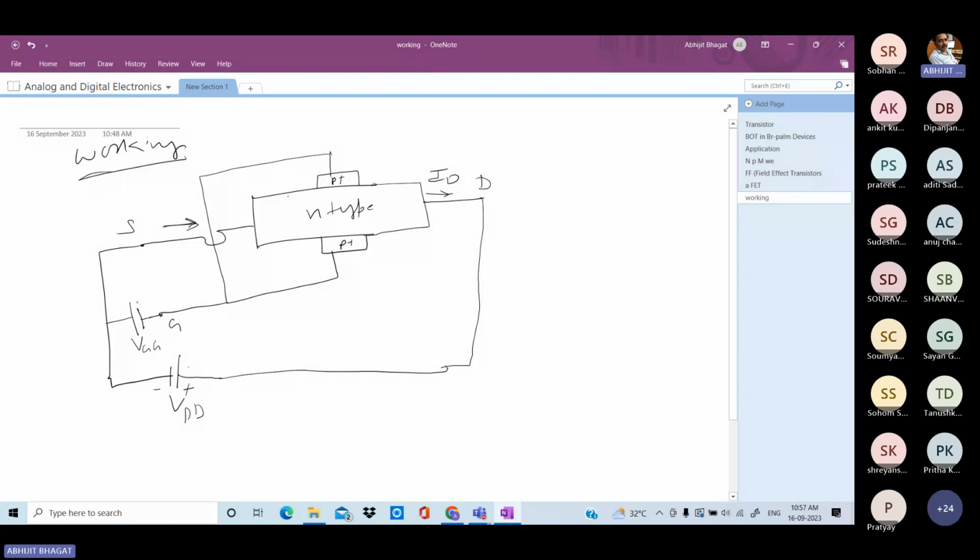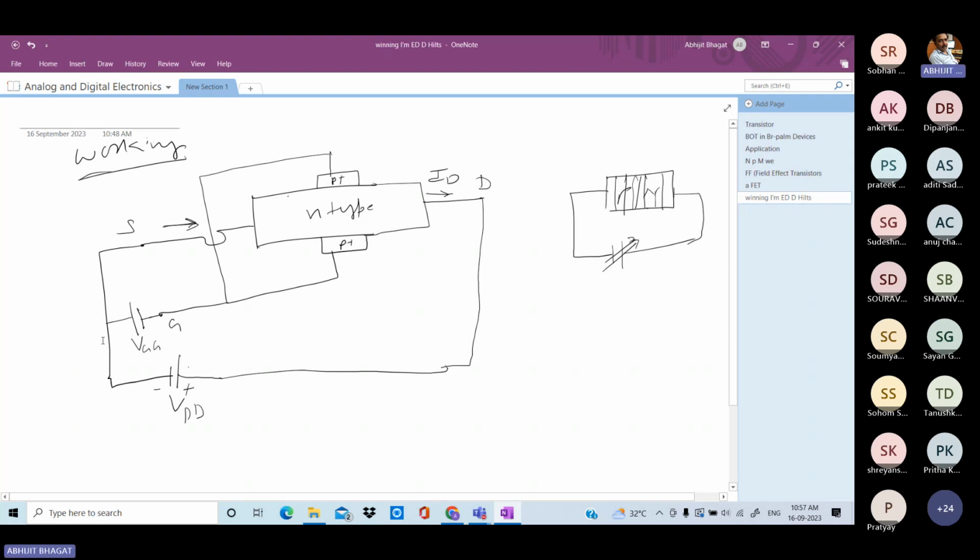If you remember the PN junction diode, when the PN junction diode is reverse biased, meaning P is connected with the negative terminal of the battery and N is connected with the positive terminal of the battery, the width of the depletion region increases. If you increase this voltage, the width of the depletion region increases. If you again increase this voltage, the width increases again. This is the property of reverse bias.